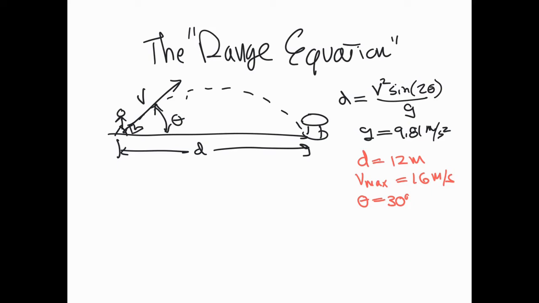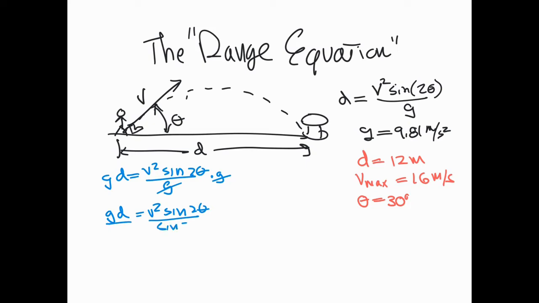So if I go back to my blue pen, I'm going to take this range equation, and what I want to do is solve for v squared. So the first thing I'm going to do is rewrite the equation. And to solve for v, I need to multiply both sides by g. I'll cancel that. And then I have gd equals v squared sine 2 theta. Next thing I want to do is divide both sides by sine of 2 theta. And that cancels that. And then finally, to get at the velocity, I need to take the square root of both sides. So that gives me v equals the square root of g times d over sine of 2 theta.